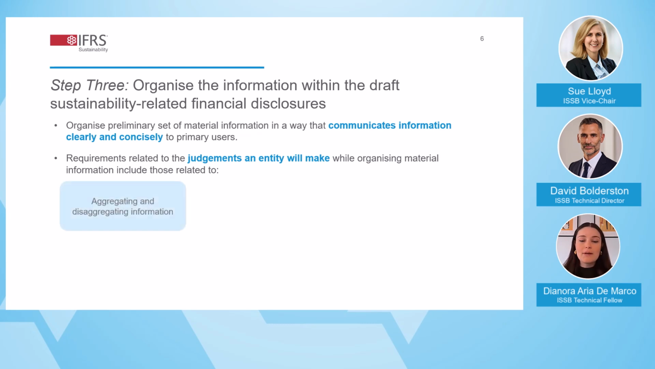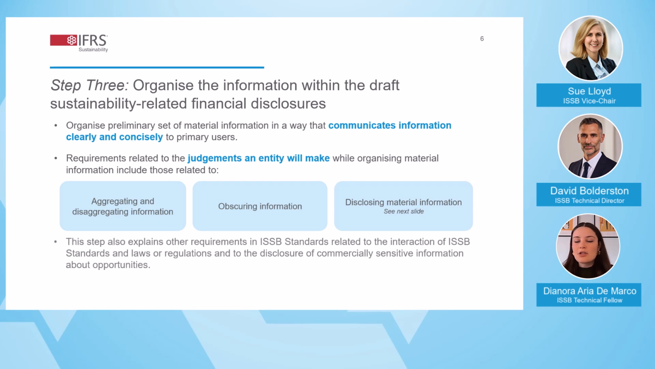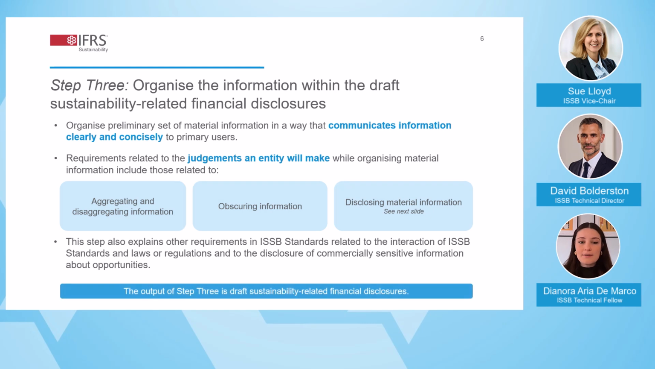This requires judgment, particularly around aggregating and disaggregating information, whether any information is obscured, and whether the information disclosed is in fact material. This chapter explains some of the requirements associated with these areas and includes some examples, such as including a list of examples of when there might be different circumstances that could result in material information being obscured. And the output of step 3 is a draft of your sustainability-related financial disclosures.